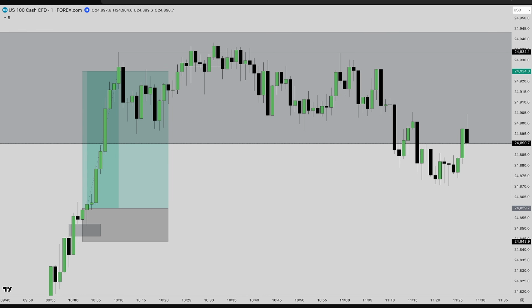SMT gives you that missing edge. It is not a signal, it is insight. And when you combine that with discipline, risk management, and a structured process, you stop gambling and you start trading professionally.